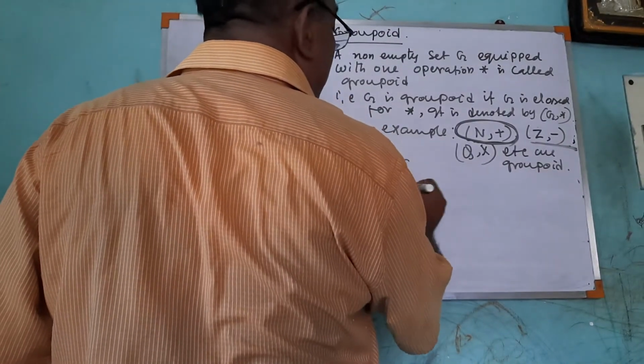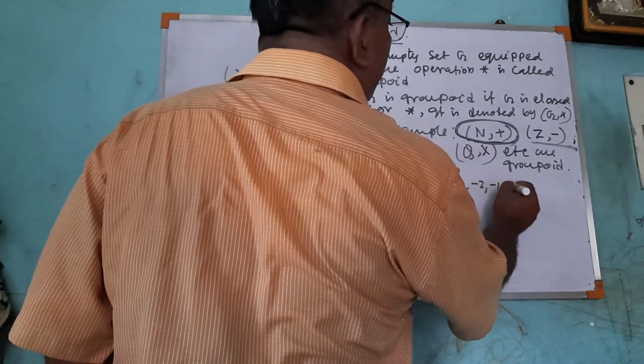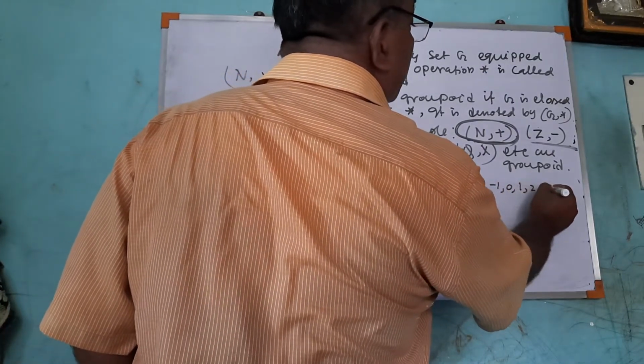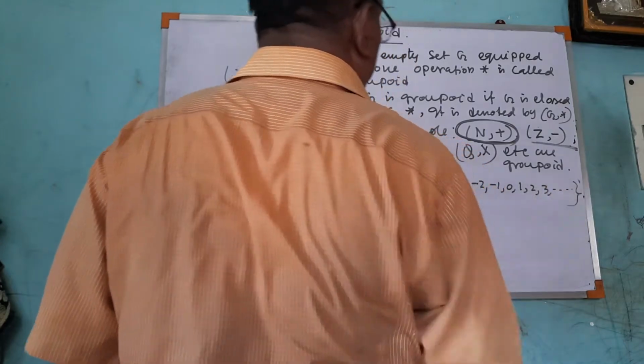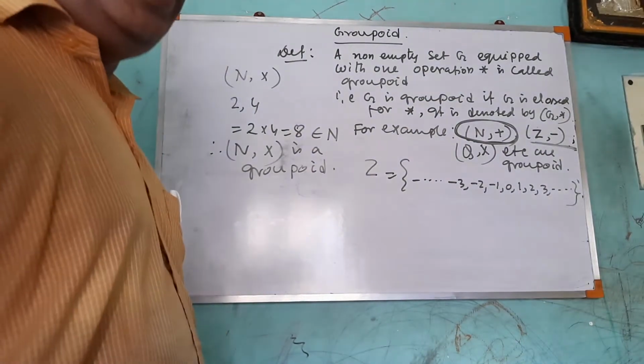Z equal to dot dot dot, minus 3, minus 2, minus 1, then 0, 1, then 2, then 3, dot dot dot. This is Z. Now I have taken Z minus. Is Z minus a groupoid or not?